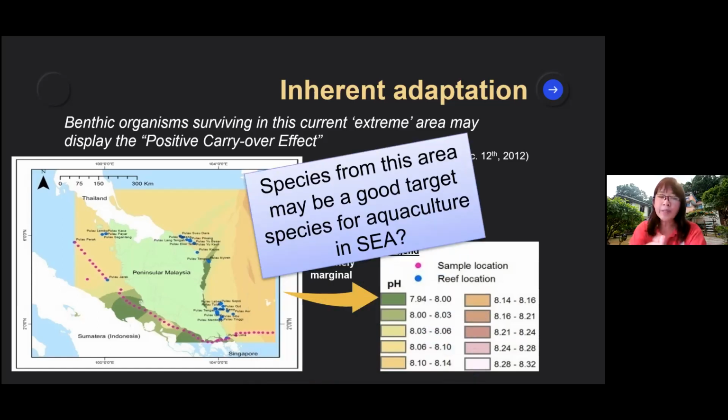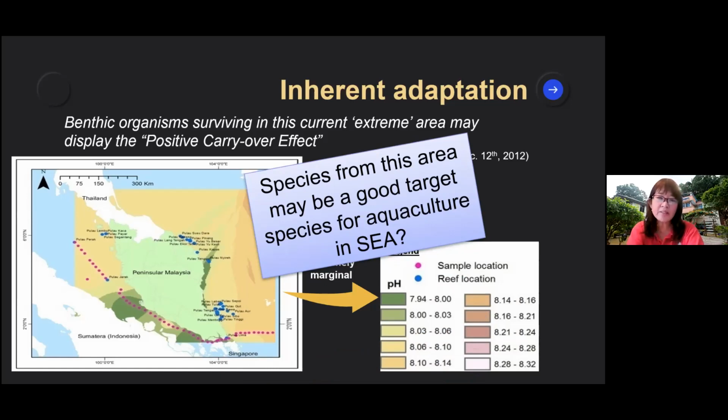And then with this information, the question raised now is, can this species from this area be a good target species for aquaculture in Southeast Asia? If it can be adapted, if it can have a positive carryover effect, and it can acclimatize and be adaptable to low pH.